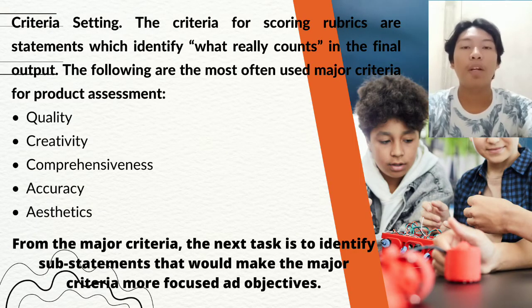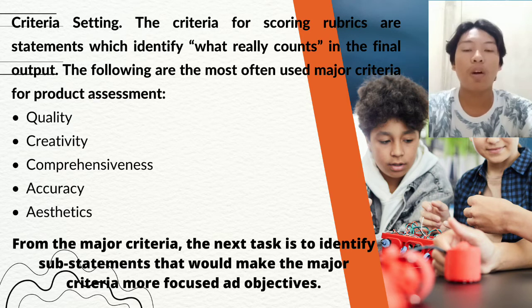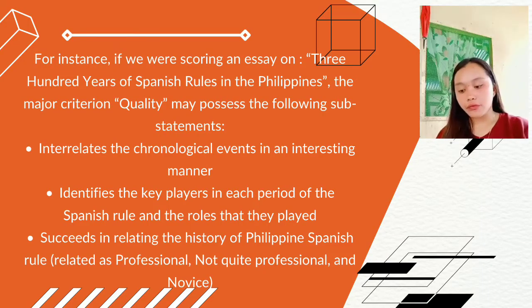Criteria setting. The criteria for scoring rubrics are statements which identify what really counts in the final output. The following are the most often used major criteria for product assessment: quality, creativity, comprehensiveness, accuracy, aesthetics. From the major criteria, the next task is to identify sub-statements that would make the major criteria focused on the objectives. For instance, if we were scoring an essay on 300 years of Spanish rule in the Philippines, the major criterion of quality may possess the following sub-statements.